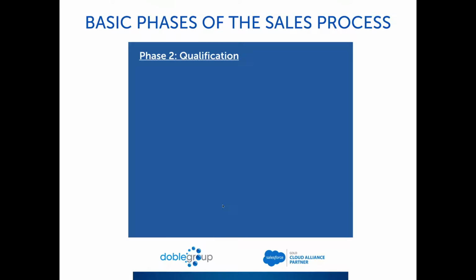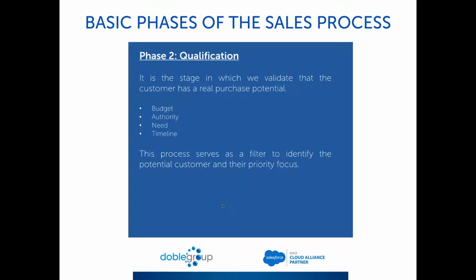The second phase is qualification, which is to say there is a legitimate business potential. Okay, so this is that stage in which we validate that the customer has a real potential to buy our product. And that is essentially, and many people have other acronyms that are not necessarily bad, there's other things that are trending out there.